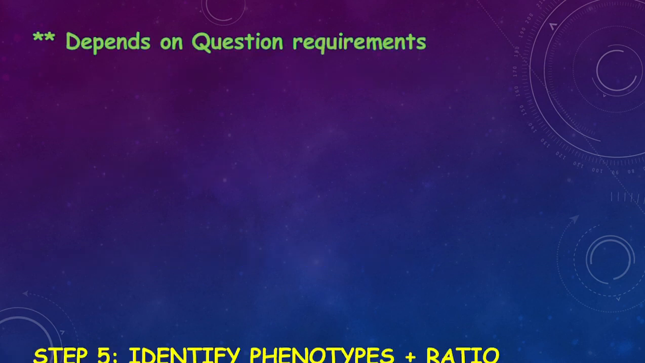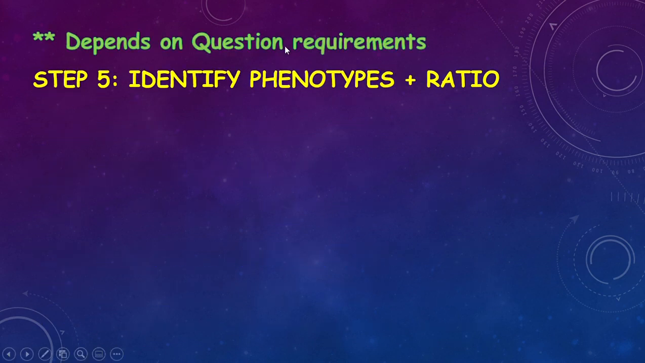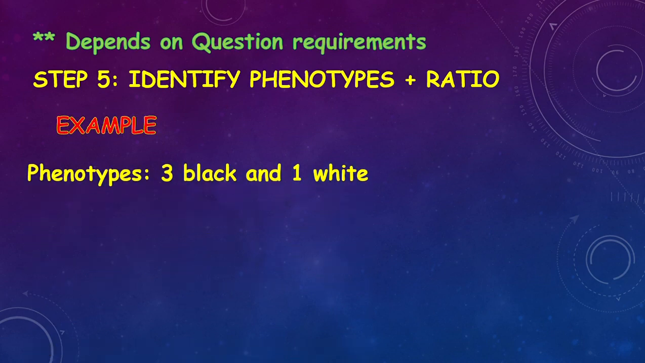Step 5 is then identify the phenotypes and or the phenotype ratio. So remember the phenotype, the outward physical expression. So what's going to happen here in our example? Well, our phenotypes are going to be 3 black and 1 white. Slightly confused? Remember, there is a difference between genotype and phenotype.